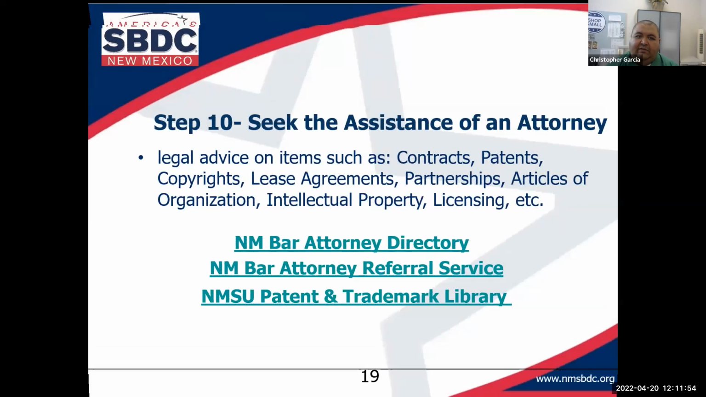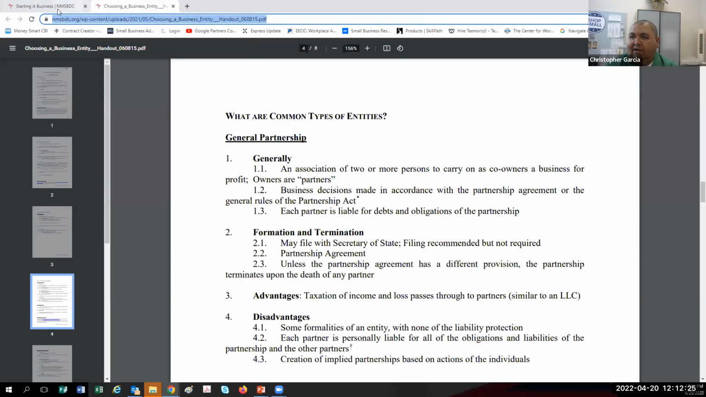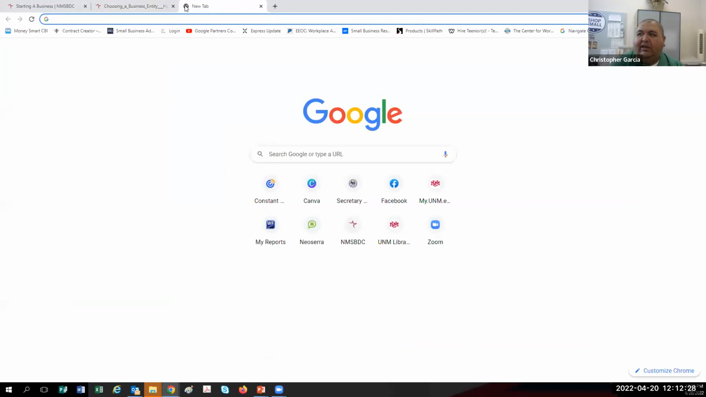Okay, perfect. Step 10 is to seek the assistance of an attorney. And we talked about the important legal landmines in starting and operating a business, and attorneys are licensed to answer those questions. For patents and trademarks, there are 3 resources for you. The New Mexico Technology Commercialization Accelerator and the New Mexico State University Patent and Trademark Library. They can't give you legal advice, but they could help you research that information you need before you make a decision about it. Let me show you the TCA.